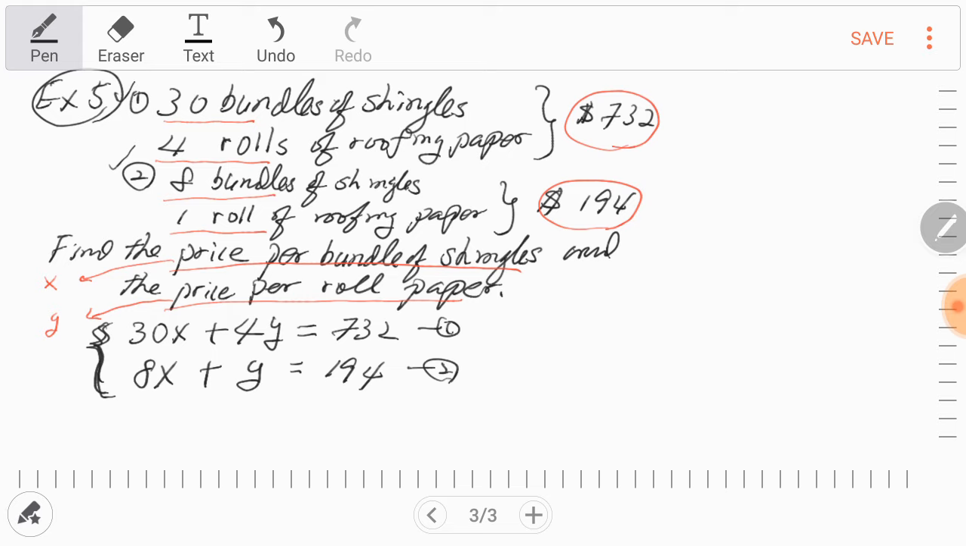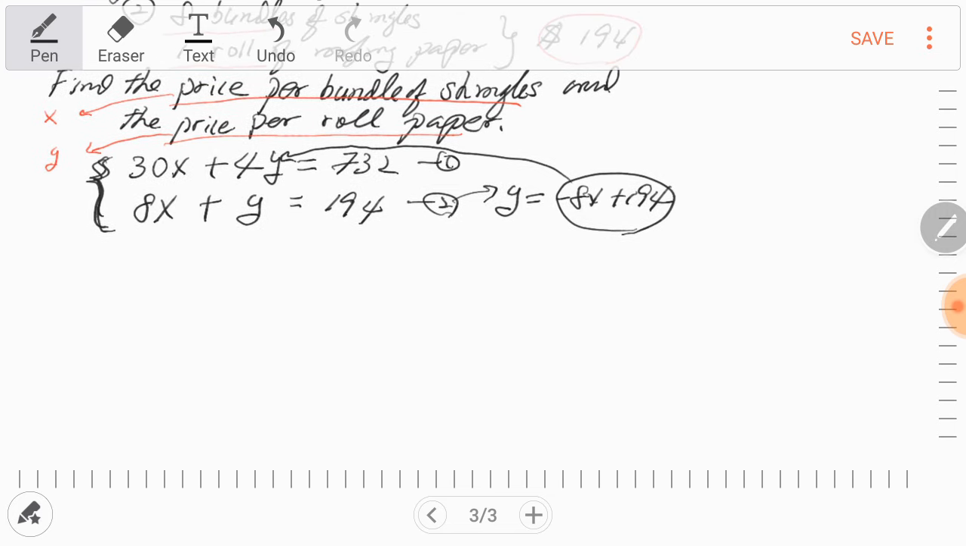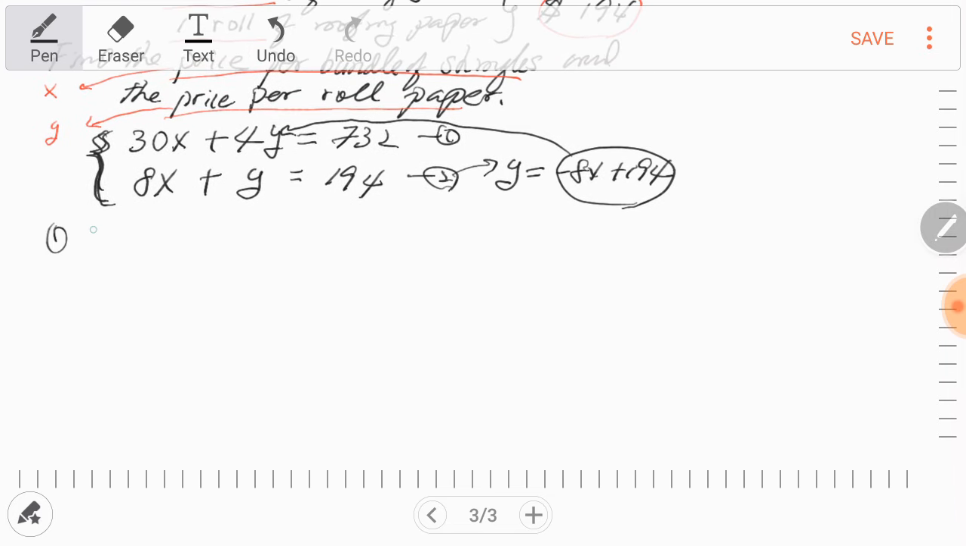Which equation is better to change? The second equation is better because we can write it as y equals something. Then y equals negative 8x plus 194. And then plug in this expression for y in the other equation. From the first equation, 30x plus 4 times y, which is negative 8x plus 194, equals 732. And then solve for x.